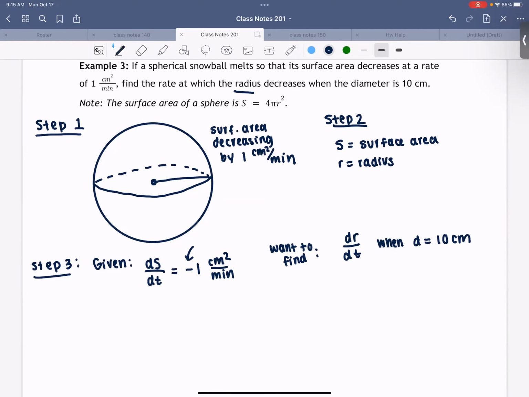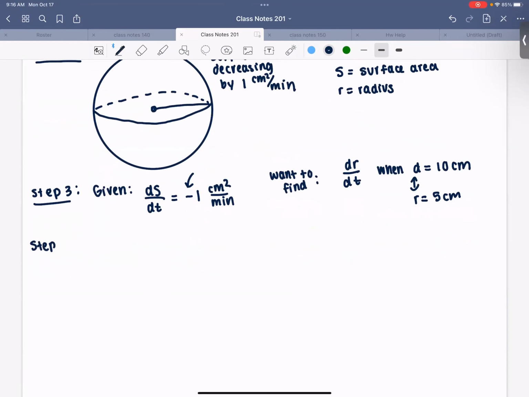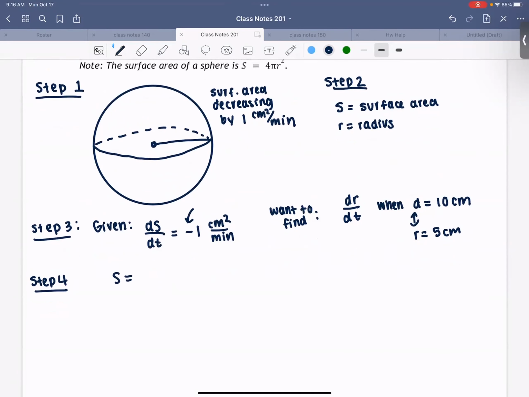Okay. Now, I don't actually have a symbol for diameter. So what does the diameter being 10 centimeters actually mean? What does that mean about the radius? It's 5 centimeters, right? Because the diameter is just twice the radius. Okay. I think that's pretty much all my equation is giving me. So why don't we move on to step number 4? Step number 4 tells us we need to find an equation that relates our variables. Well, the question kind of gave it to us. So why don't we just write down S equals 4 pi r squared.